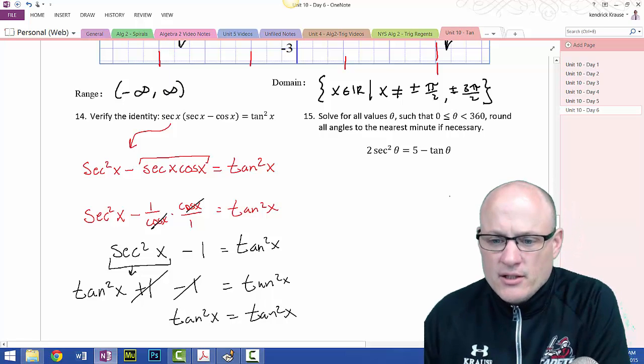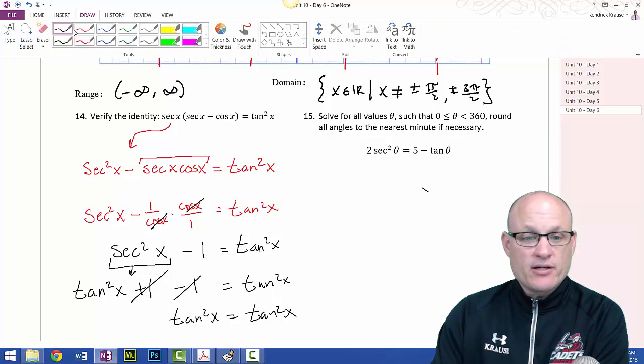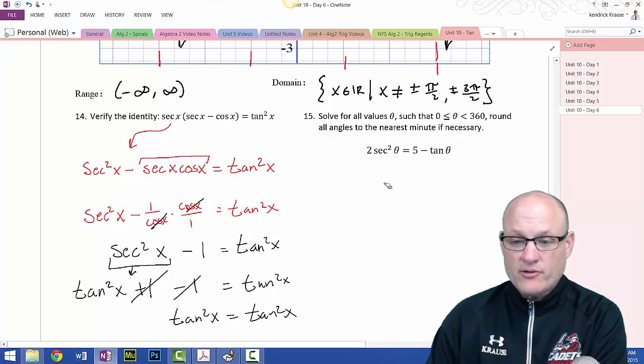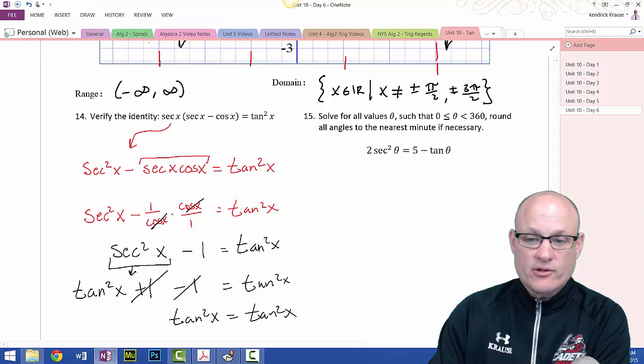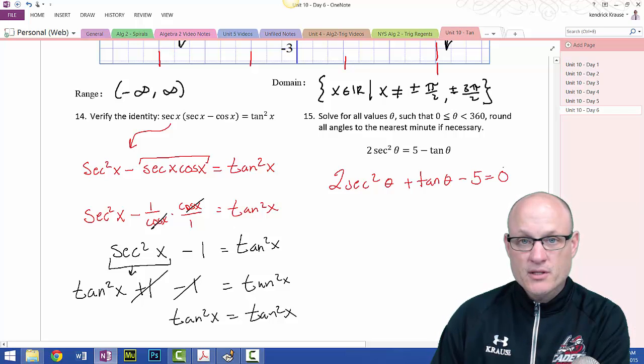So much fun. Oh, we're almost done. All right. Solve for all values. It's going to be on there, kids. I'm not pulling any punches. Let's set this thing equal to 0. So we're going to do 2 secant squared theta plus tangent theta minus 5 equals 0. You can't factor this because this is a secant and this is a tangent, and they can't be factored.